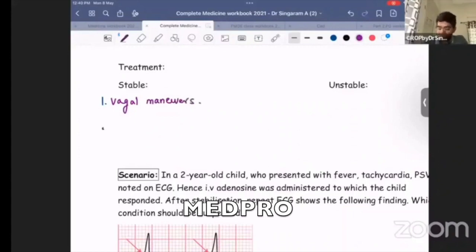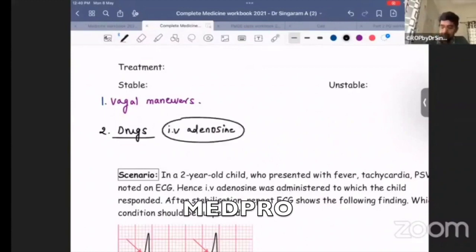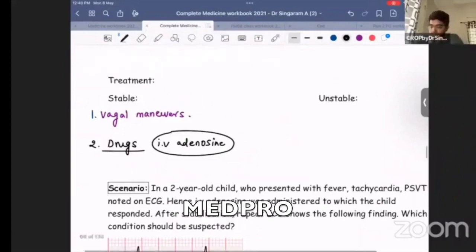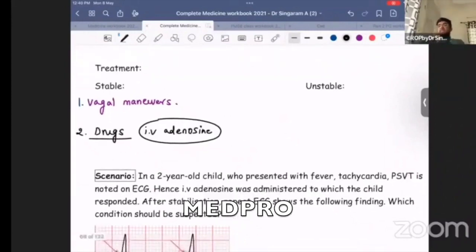Number two, can you think of any drugs which can slow down the heart rate? No, atropine will increase the heart rate. This will be decreasing the heart rate. What is that? IV adenosine. What is the adenosine going to do? The adenosine is going to decrease the conduction through the AV node, thereby decreasing the heart rate. That is the point to be noted. Are you able to follow this? So one is the vagal maneuver, and the second one is the drugs which can be used for a stable patient.